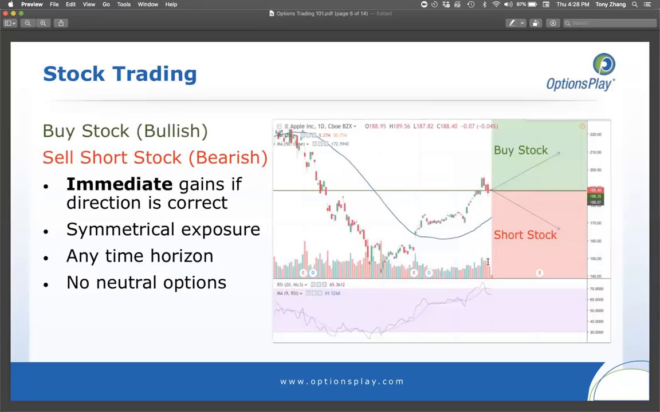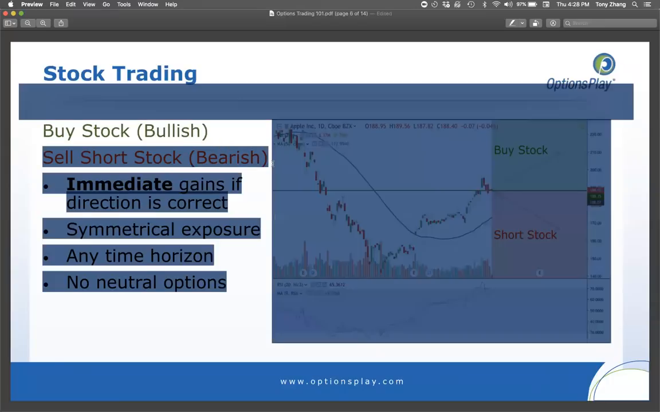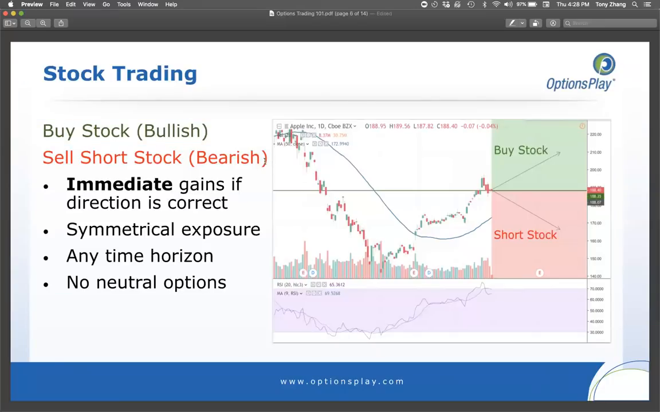So we're going to start off by talking about stock trading, just to help frame your mind as to what stock trading looks like, and then we're going to flip over to options trading, and hopefully that will help shape your views as to how options trading works. So when you're with stock trading, you effectively have two options. You can buy the stock when you're bullish on the stock, or you can sell short a stock if you're bearish on the stock. So those are your only two options.